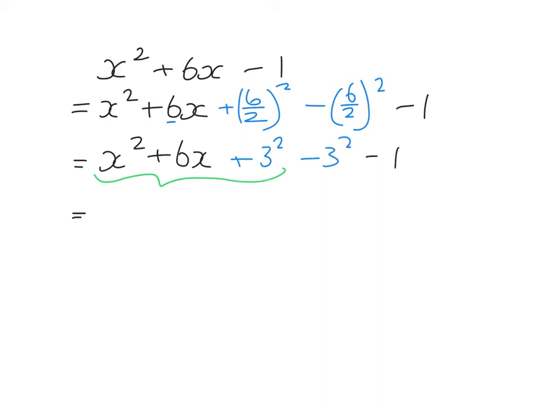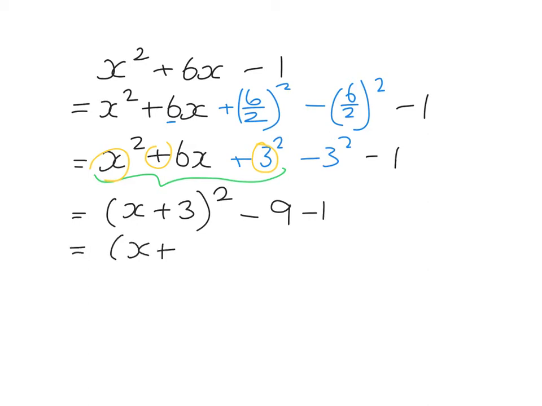Now, our first 3 terms will become the perfect square. So this will be equal to, we'll open the bracket. Now remember, we get our x goes into the bracket. Then whatever that sign is goes into the bracket. Then that number there without the square goes into the bracket. Then we'll make that squared. So that's our perfect square. And then we take away 3 squared, which is 9, and take away 1, which is equal to x plus 3 squared minus 10. Now that there is the stage of completing the square.